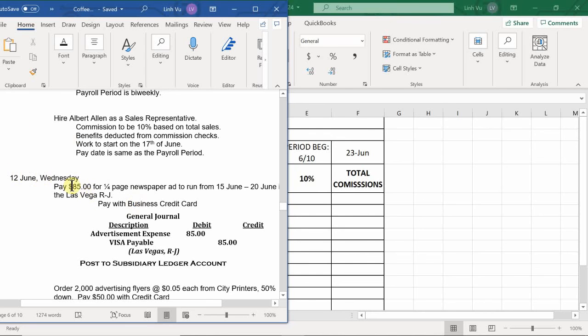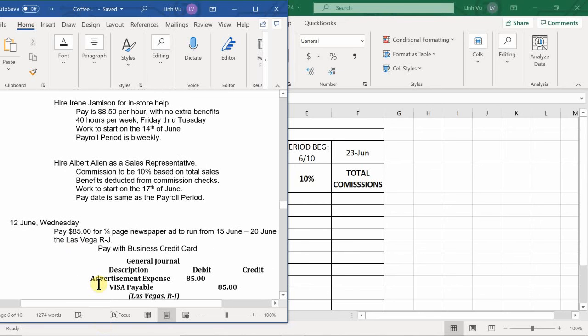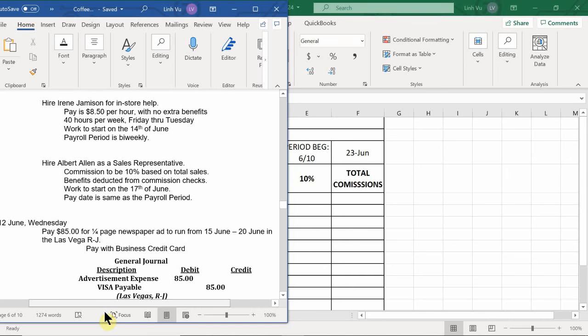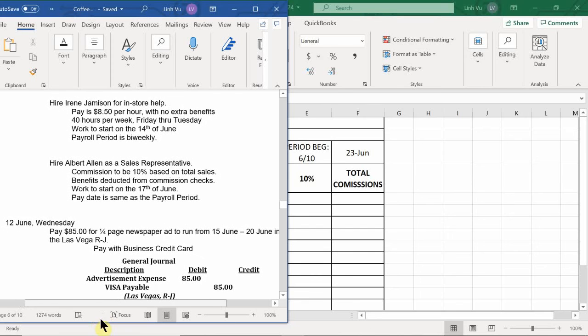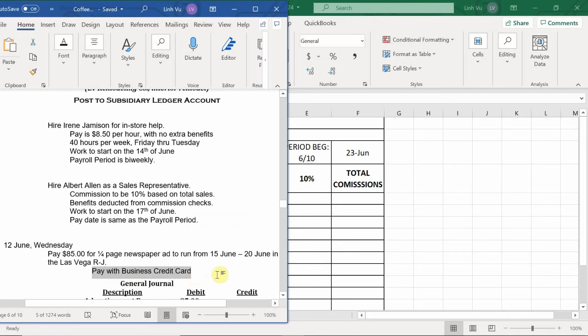Now, it is now the 12th of June. It is Wednesday. And here, we are going to pay $85 for a half-page newspaper ad to run from the 15th of June to the 20th of June. And it's going to be in the Las Vegas Register Journal. So again, and this time, we're finally going to use our business credit card.